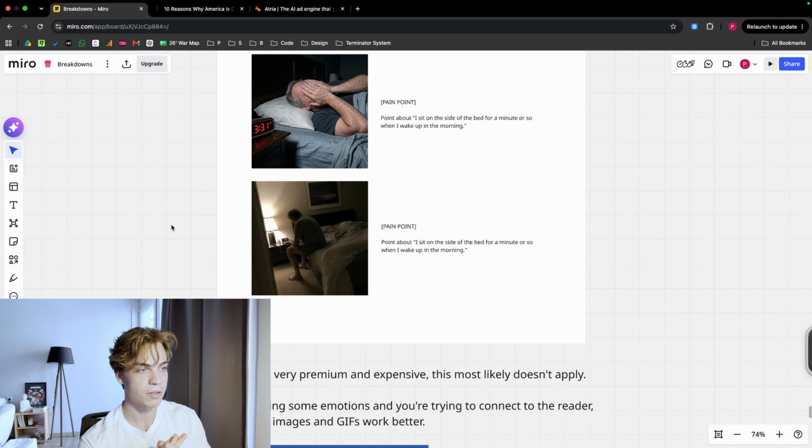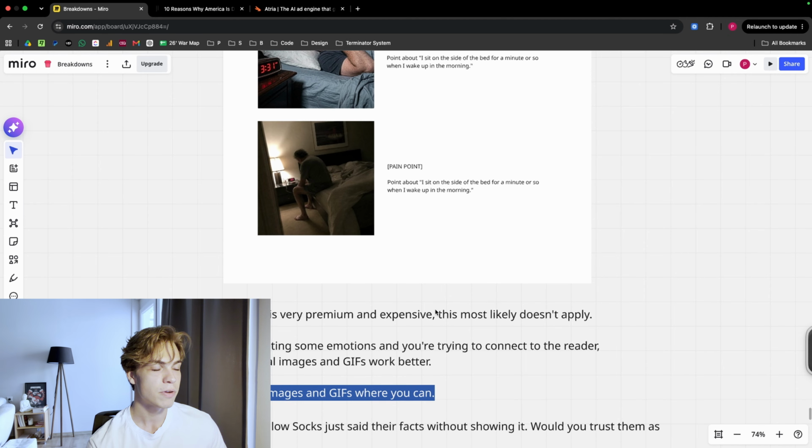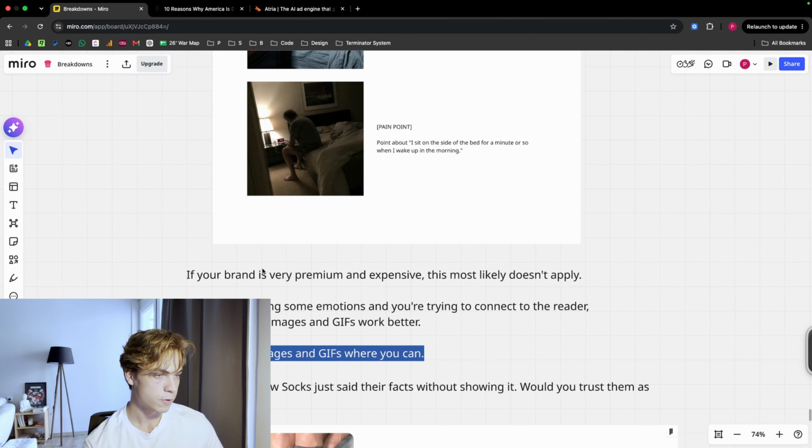But this doesn't mean you must only use this. For example, if your brand is very premium and expensive, this most likely is not going to apply to you, right? If you're targeting some emotions and trying to connect to the reader, unprofessional images and GIFs will work better. So also use a mix of images and GIFs where you can.